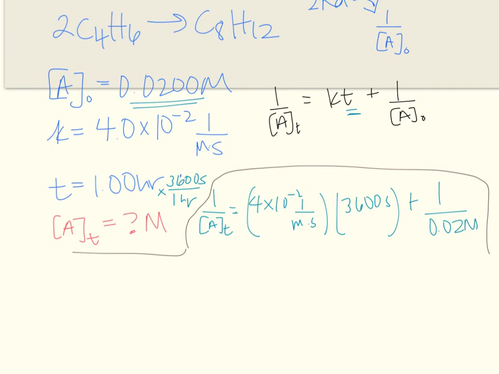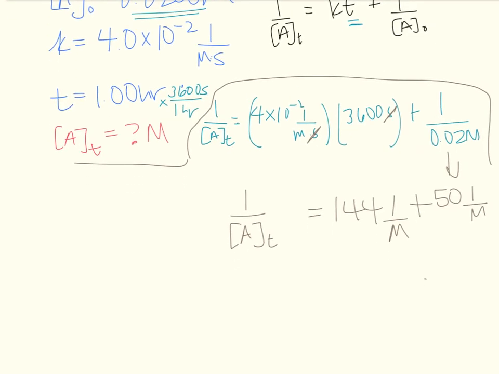So 1 divided by 0.02 is going to be 50. So this right here is 50, and the units are going to be 1 over molarity. And I'm going to add that to 4 times 10 to the negative 2 times 3600, which is 144. The seconds canceled out, and so we're left with 1 over M. And that is going to be equal to 1 divided by A at time t. So now I can add these two together. They both have the same units, 1 over M. So I have 194 inverse molarity, and I want to find A at time t.